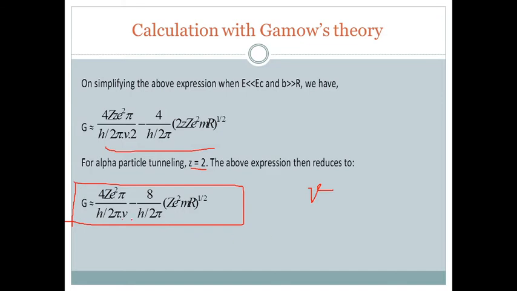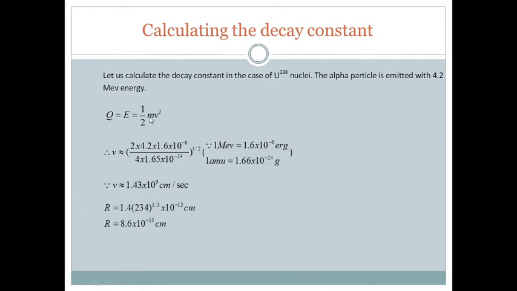Okay, and then once we know V, we will calculate the first term, and then we'll calculate the second term, because radius is known, mass is known, capital Z is known, and all those things are known. So we'll just put that in the formula and we'll get the gamma factor. Okay, now let's try to do this calculation.